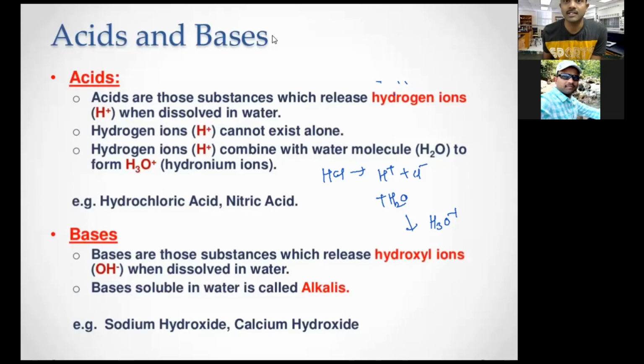And these H plus ions cannot exist alone. These H plus ions combine with the water molecule and give hydronium ions, H3O plus ions. So what ions will you get here? When you dissolve the acids in the water, you will get H3O plus ions.